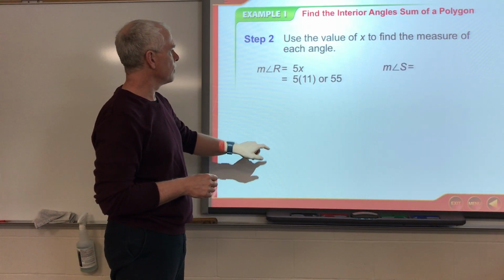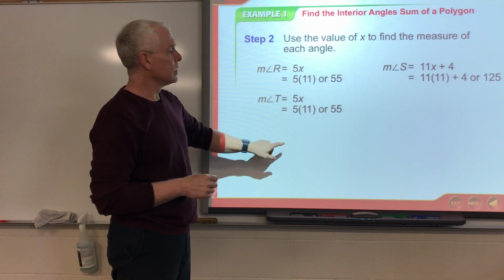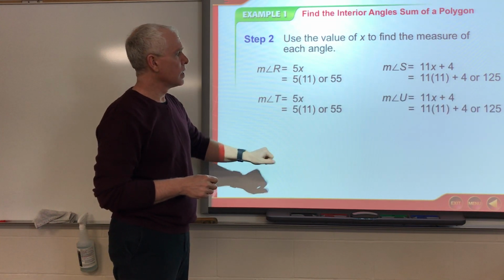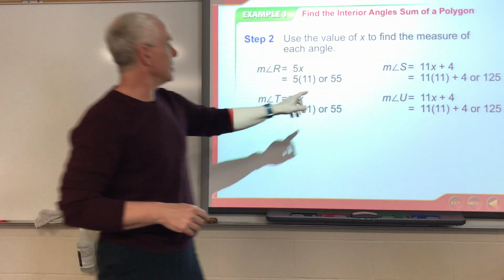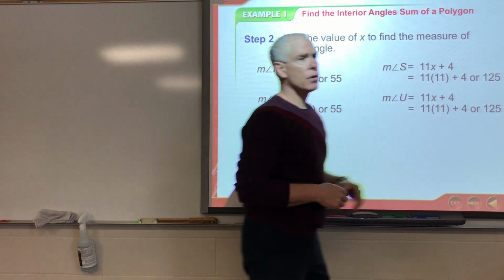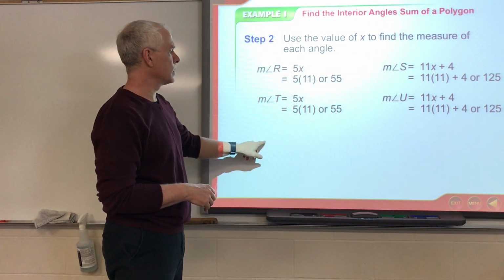So R is going to be 55, S is going to be 125, T is going to be 55, and U is going to be 125. A check for you would be to add these 4 angles together and make sure that they do add up to 360. If that's the case, we probably did it right.